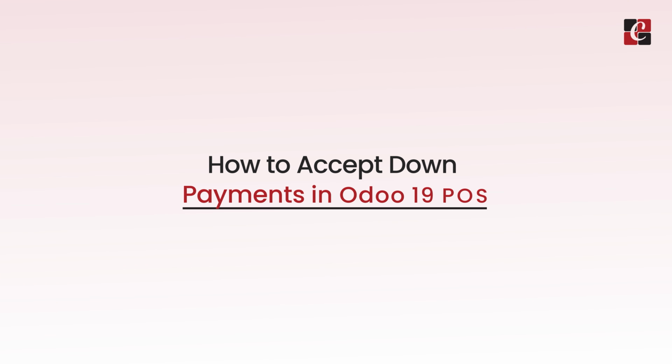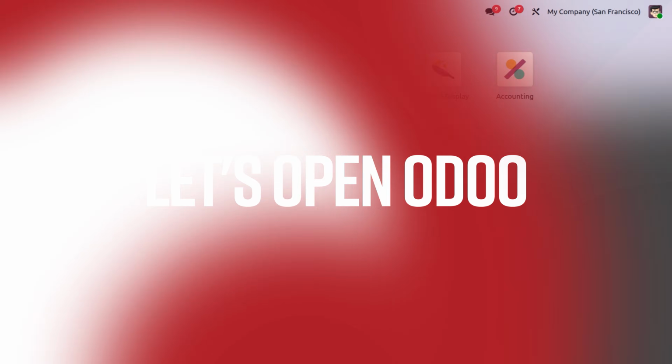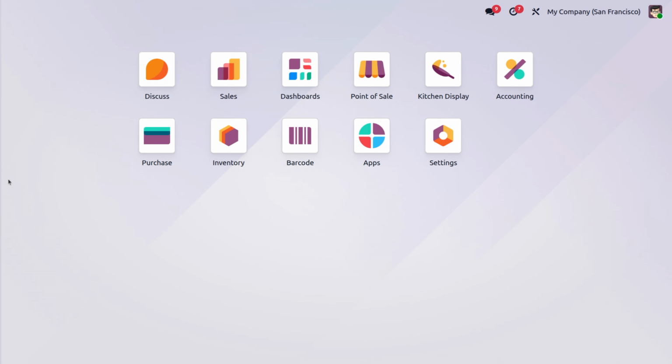Hey guys, let's see how we can process the down payment in Odoo 19 POS module using the sales module as an initial step. Here, we can't find any feature called down payment in the POS module, but how can we do that very easily without a customized module?